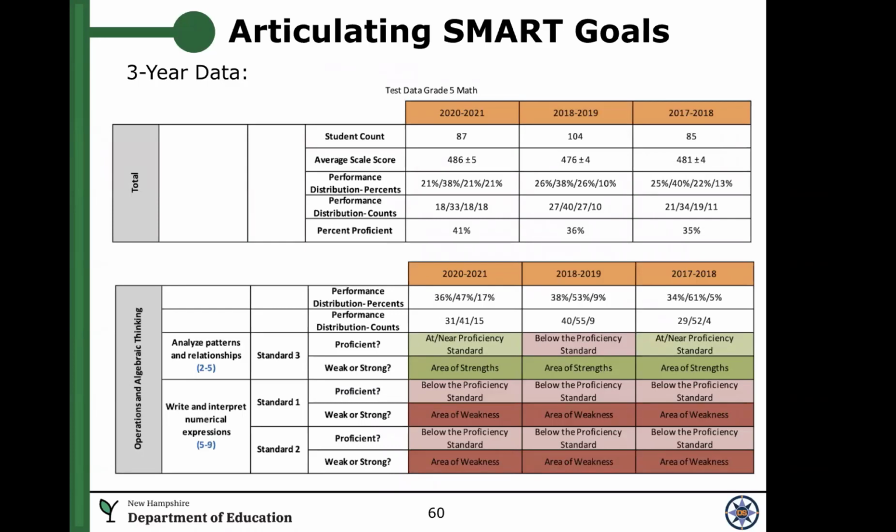The last type of data that you might look at is historical data. This happens to be 3-year New Hampshire SAS summative data for grade 5. And so this shows you how students are performing on a specific skill or cluster of standards over time.